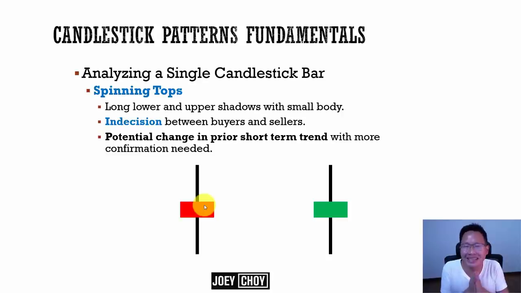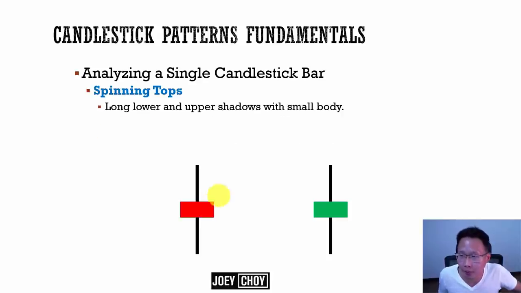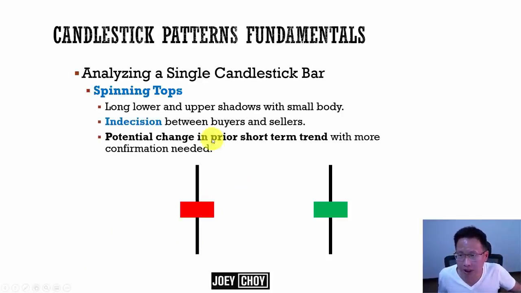So when we talk about indecision, it means that there is a potential change in the prior short-term trend, whereby we need a bit more confirmation. So when we see this at the right zones, for example, when you are headed up and we see this, it could be a signal whereby the trend might turn in the short term from up to maybe down. Of course, we need a bit more confirmation, but this can be a good signal of a trend reversal in the short term.